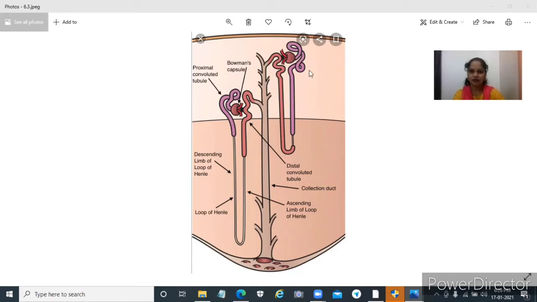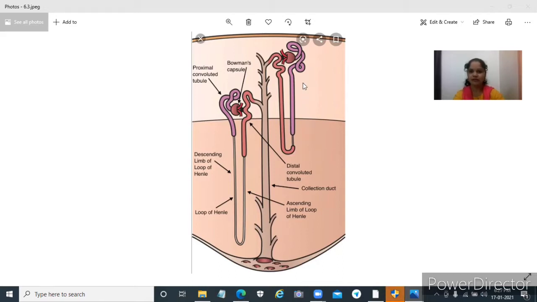The nephron present in the cortex region is a cortical nephron, while the nephron present at the junction or at the medulla region is a juxtamedullary nephron. The first one is the cortical nephron. They lie in the cortex region, while their loop of Henle is a short one and just extends to the upper part of the medulla.